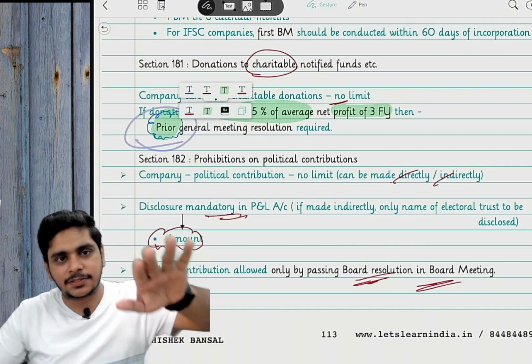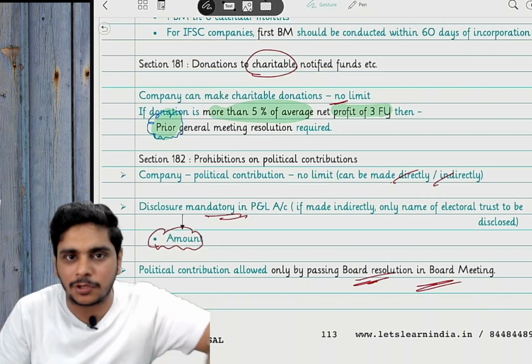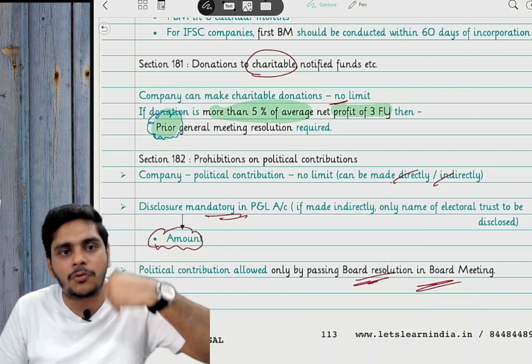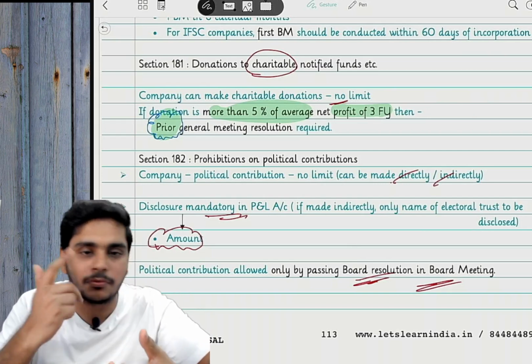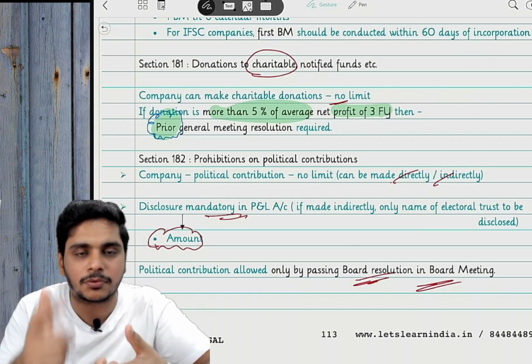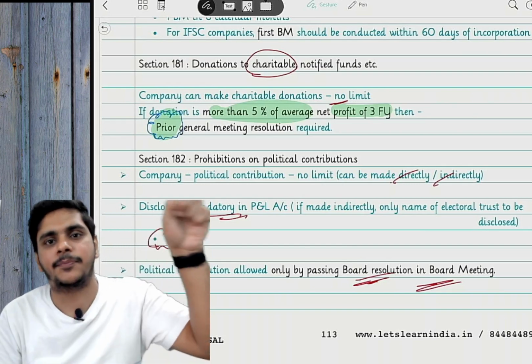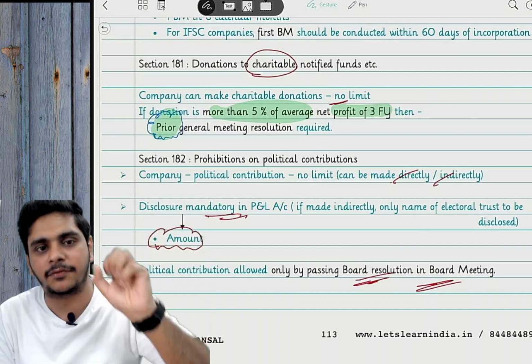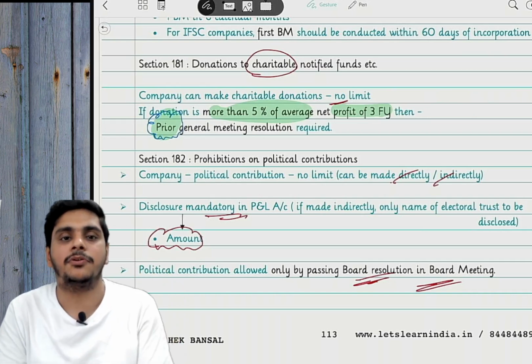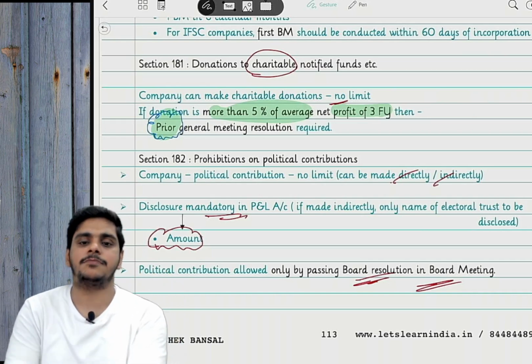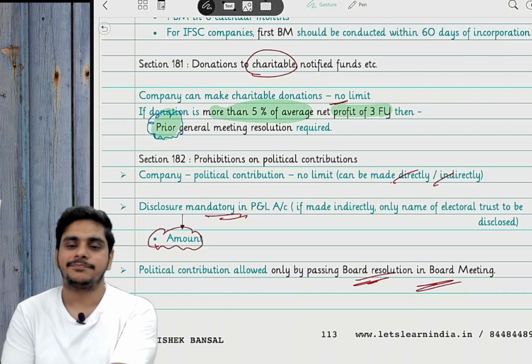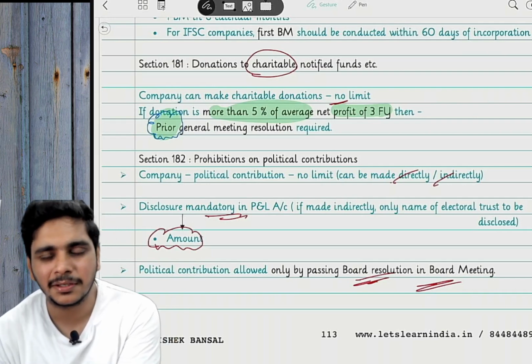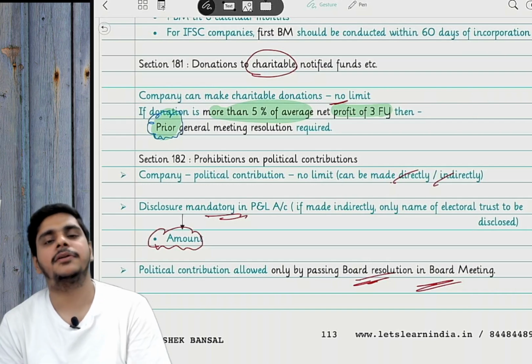So as such, there is no prohibition. It just says if your amount of contribution is more than 5% of the average net profit of the last 3 years, then you require prior general meeting resolution. That means the members' approval is required. You are giving the members' money, so just take their approval.